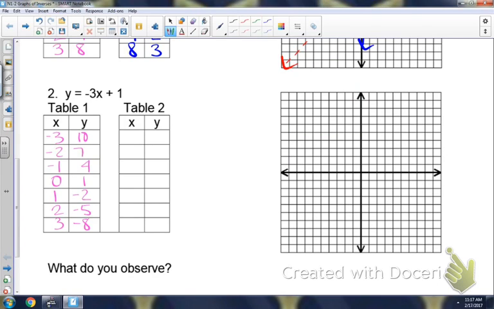So -3, 10; -2, 7; and then we can continue that.